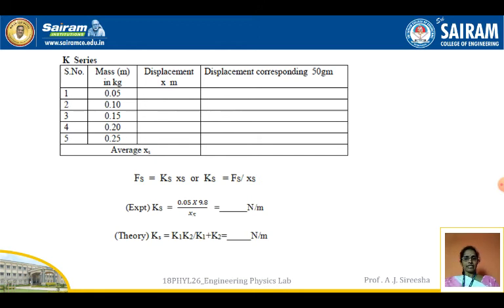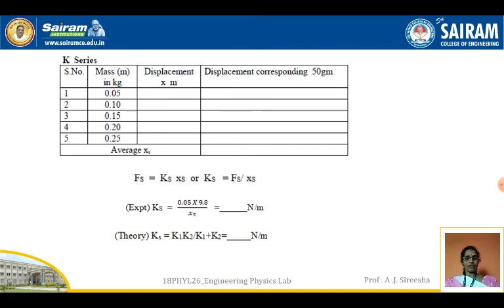Similarly, the effective spring constant Ks is equal to 0.05 into 9.8 divided by Xs, that is, the average displacement in series. Calculate Ks, that is, the effective spring constant in the series combination when the two springs are connected in series. And the theoretical value Ks is given by the formula Ks is equal to K1 K2 by K1 plus K2, which is theoretically the formula.